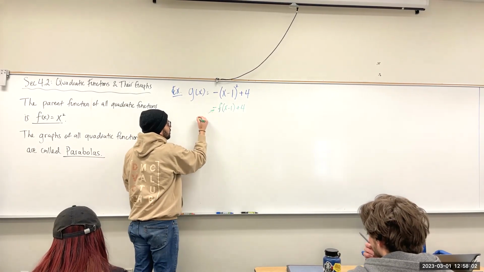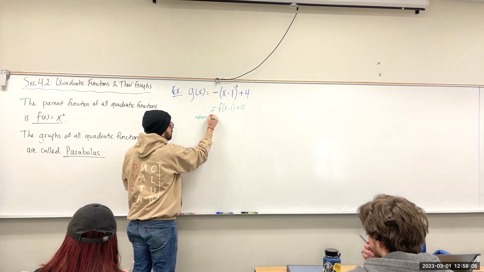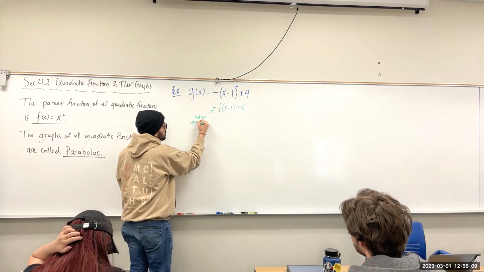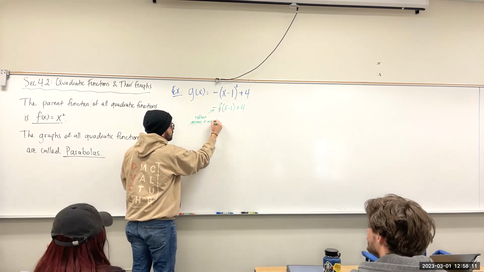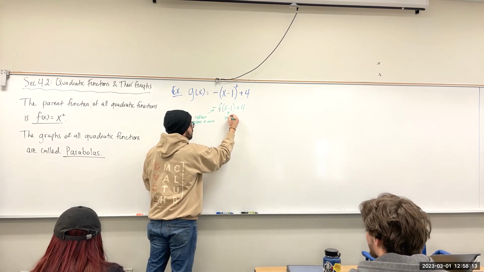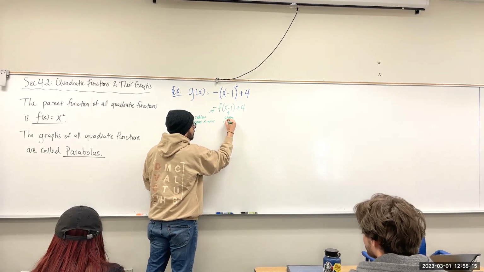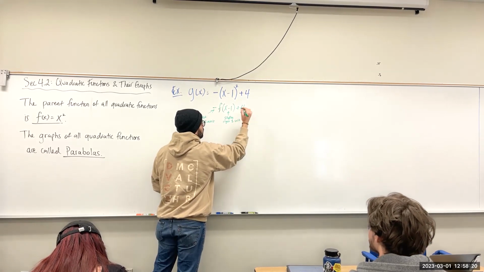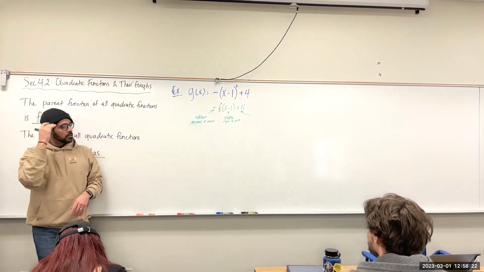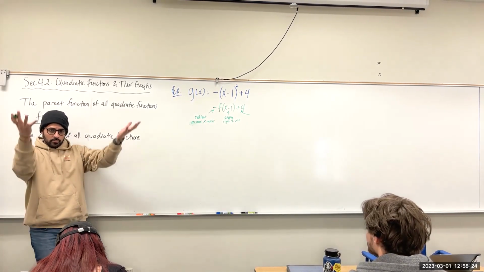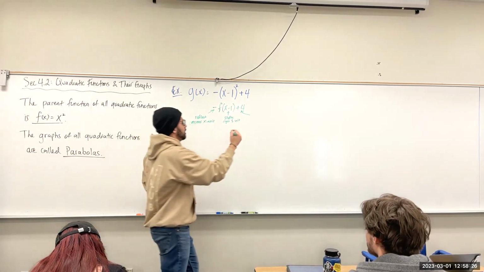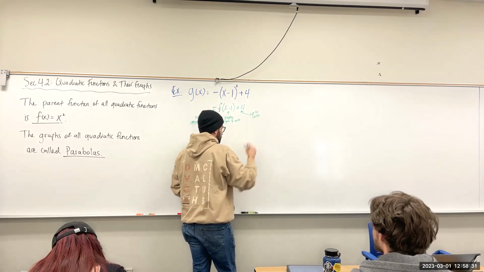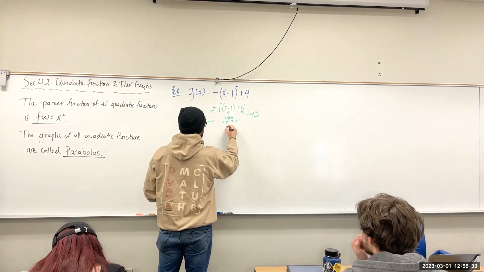So maybe let's write these things. So reflect across x-axis, and then you guys said this shifts right 1 unit, and then finally, what does the plus 4 do? It's outside. Rises it up 4 units. Up 4 units. Okay. So let's take a look.